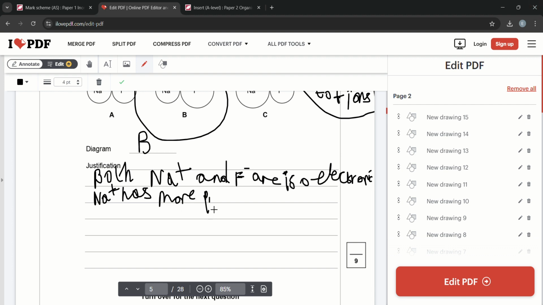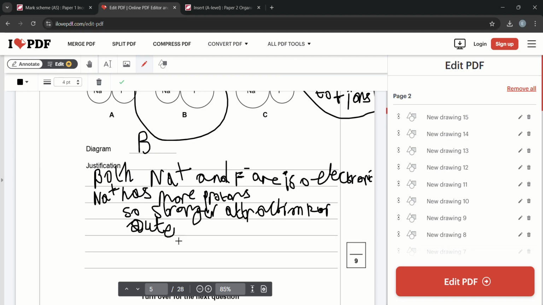However, Na plus has more protons, so stronger attraction. So diagram B, both Na plus and F minus are isoelectronic, have the same electron arrangement.